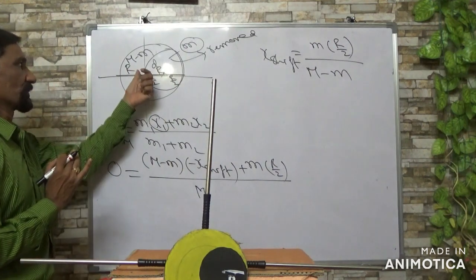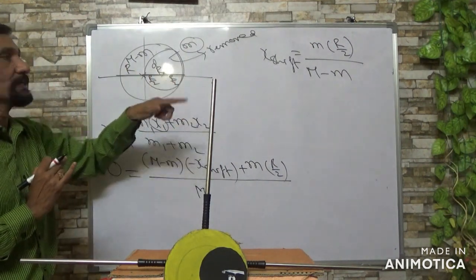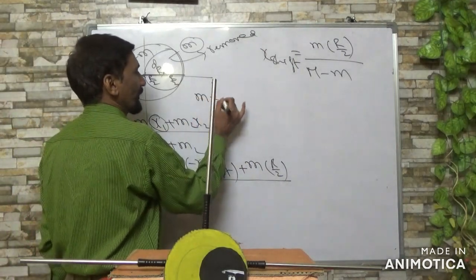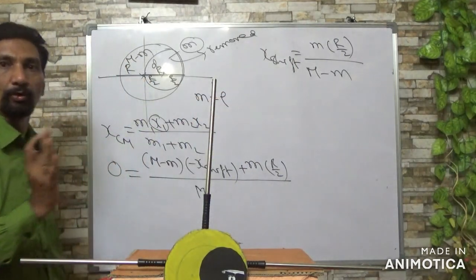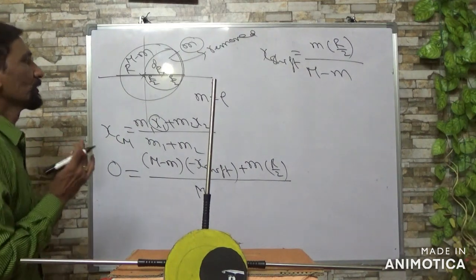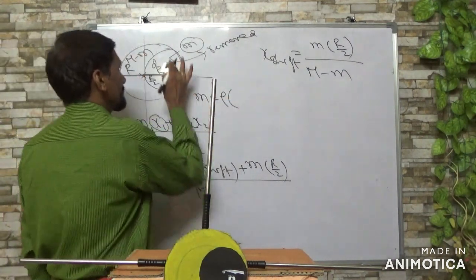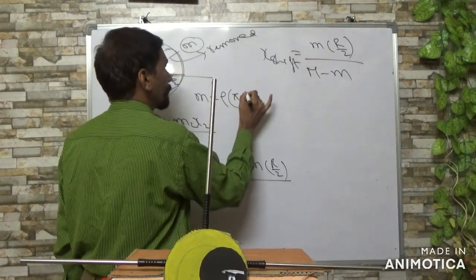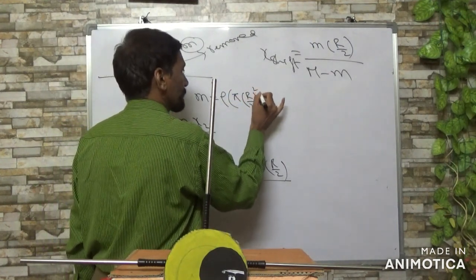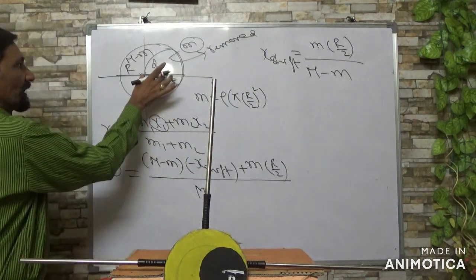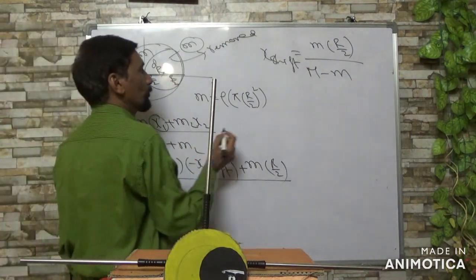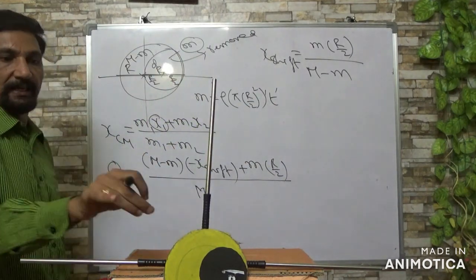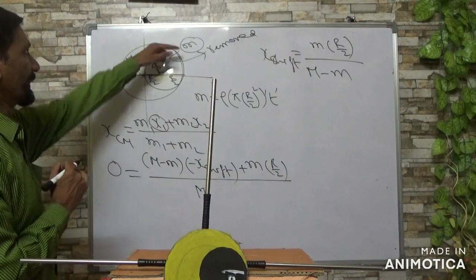Distance means from the center of the body to the center of the cut one. How to find mass? Mass is density into volume, no? So volume is taken as area, (r/2) whole square, because the radius of this cut one is r/2, into thickness, say t. So t is the thickness of this plate.